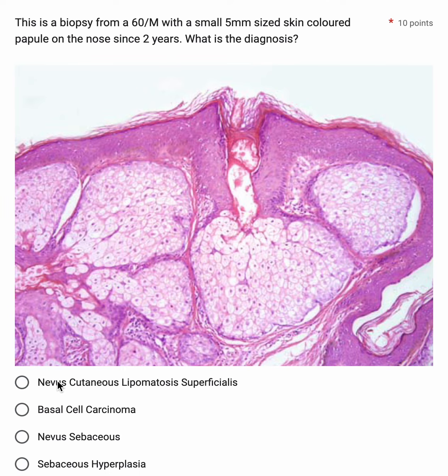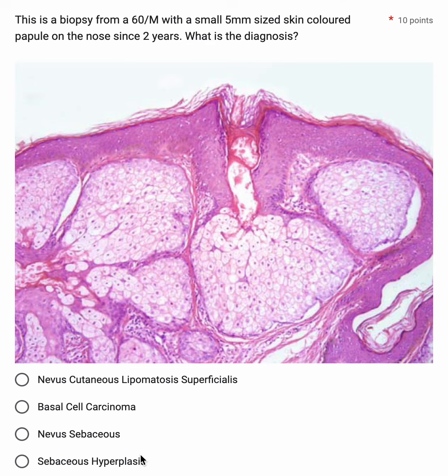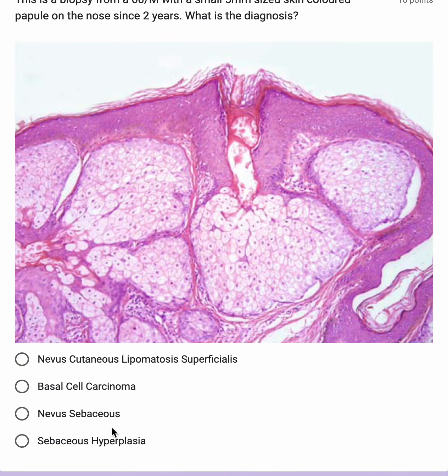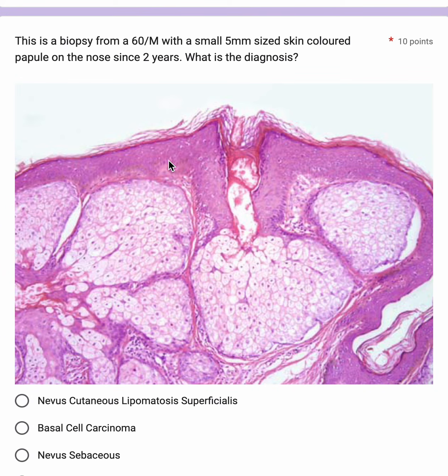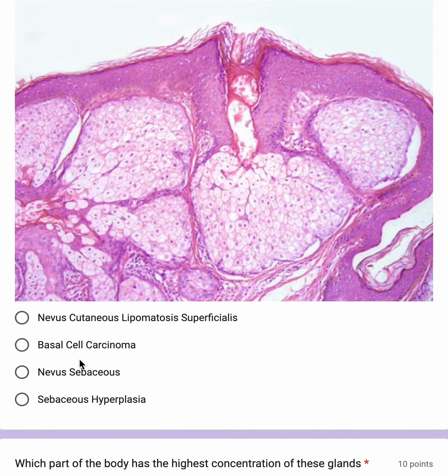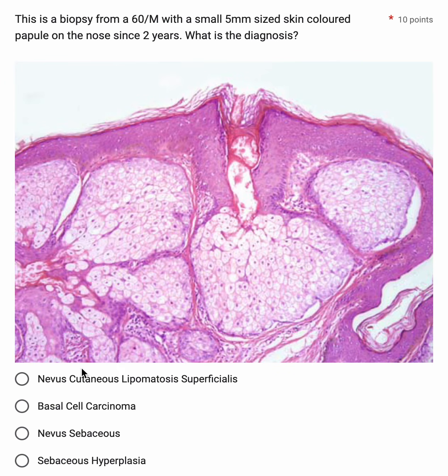So, this is a biopsy of a 60-year-old male with a small 5 mm skin colored papule on the nose for 2 years. What is the diagnosis? Obviously, what you can see here is lots of sebaceous glands. When you see lots of sebaceous glands, you think about a sebaceous neoplasm, but the differential for sebaceous lesions is nevus sebaceous and sebaceous hyperplasia. Now, the history is a clue. 60-year-old male, 5 mm sized lesion for 2 years, not a nevus sebaceous. This is sebaceous hyperplasia. This is not a BCC because you don't see a basaloid tumor.